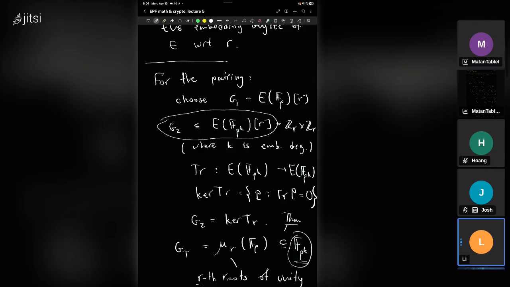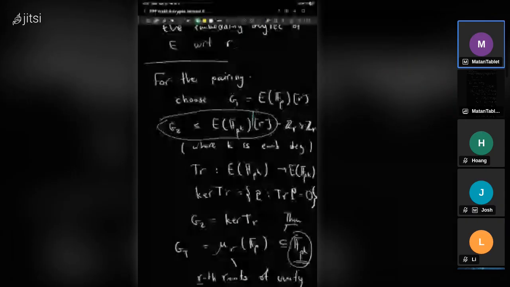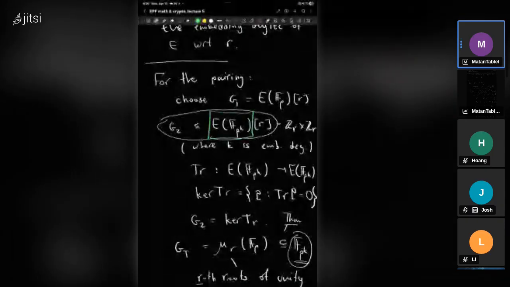But here actually G2 comes from the r-torsion, the r-torsion of E(F_p^k). What is E(F_p^k)? F_p^k is an extension of F_p, like the complex numbers extending the real numbers. So you need to know that E(F_p^k), just the green thing, is a group in its own right.